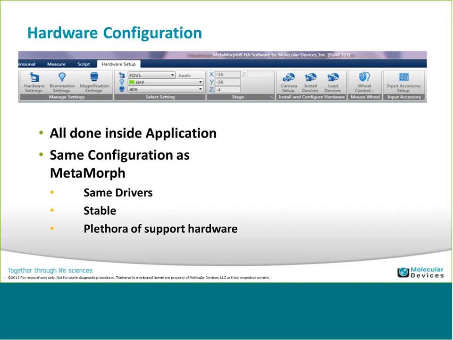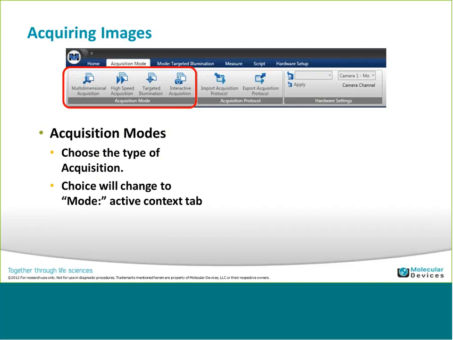Next is the acquisition protocols. This allows you the ability to both save and load protocol files. You can think of protocol files as state files from a multidimensional acquisition in Metamorph 7. So you would do the configuration on the ribbon for the mode. In this case, it would be a target illumination.